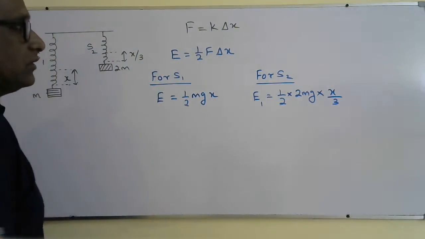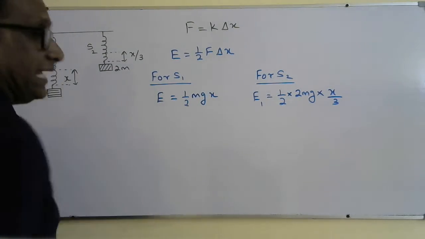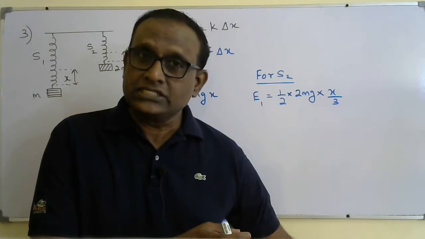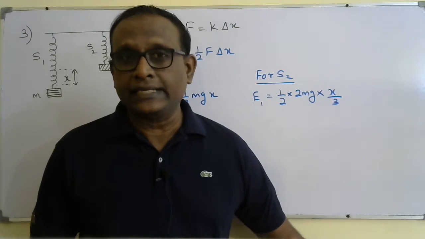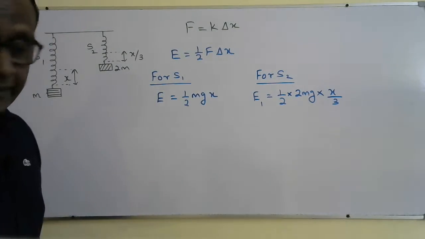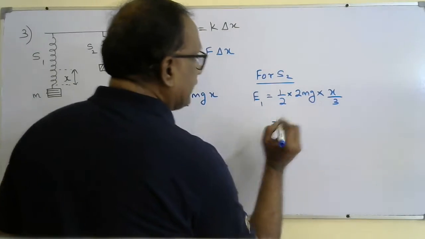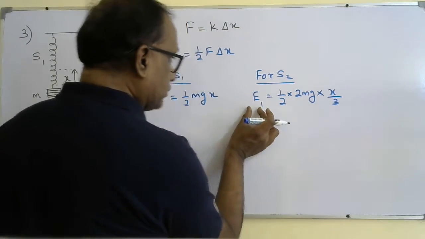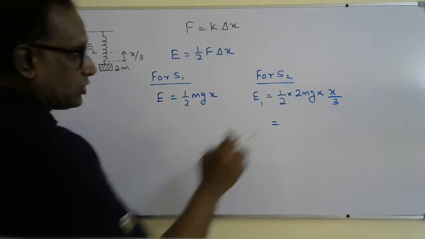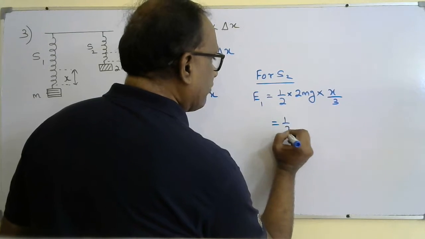So I need to relate E1 to E, because that's the question. I need to give E1, the energy stored in spring S2, in terms of the energy stored in spring S1, which is given as capital E. Now physics over, now mathematics, simple algebra. We'll rearrange it such that E1 is in terms of E. Half mgx is there, so I'll try to get that one.